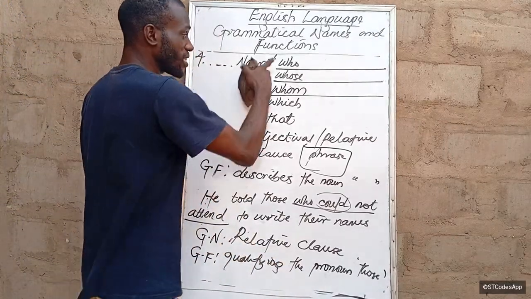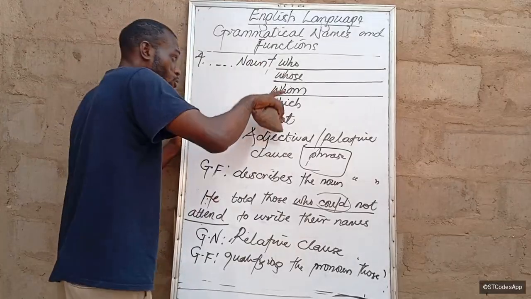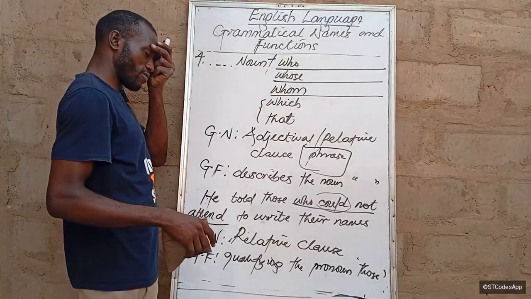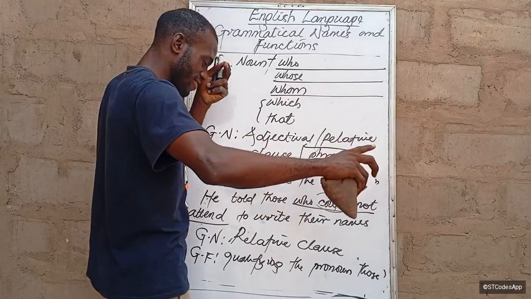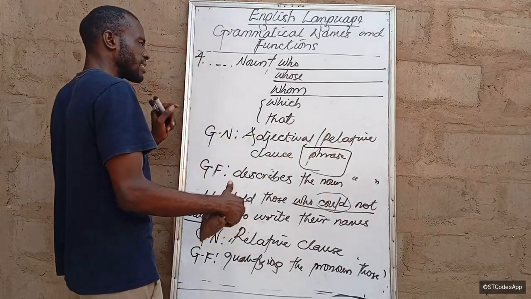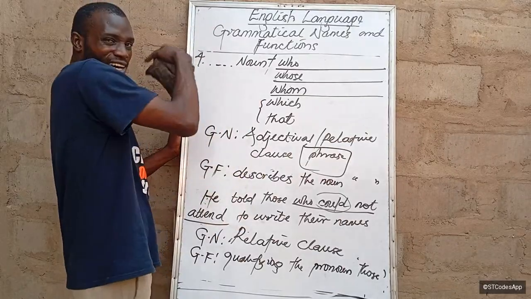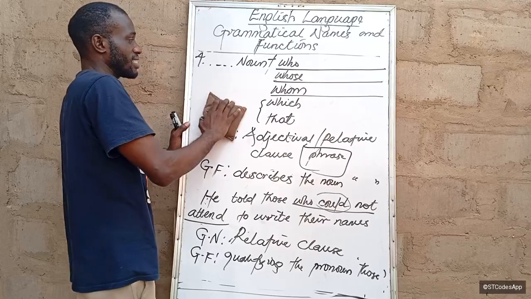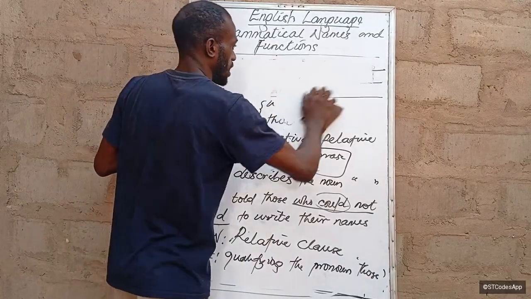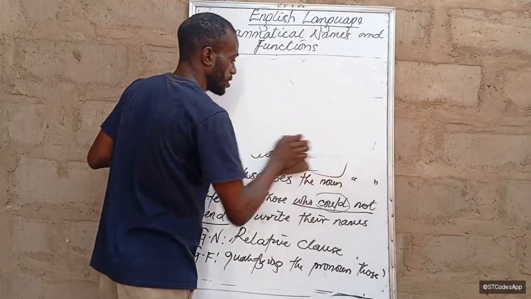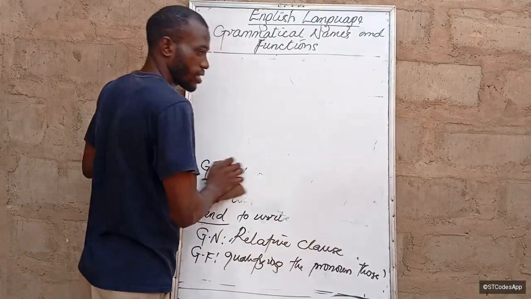So you see, this one is the simplest. Once you see who, whose, whom, just cover your eyes, write a relative clause or adjectival clause, and the function being qualifying or describing the noun before it, the noun you are seeing beside it. That's going to be the function. Now let's look at the last structure. The last structure is one.